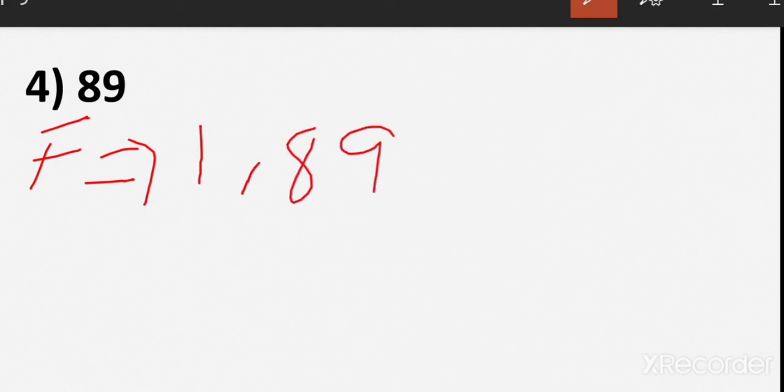Again 89. 89 is also having only 2 factors, that is 1 and 89. It is also not divisible by any number from 2 to 9. So again 89 is a prime number.